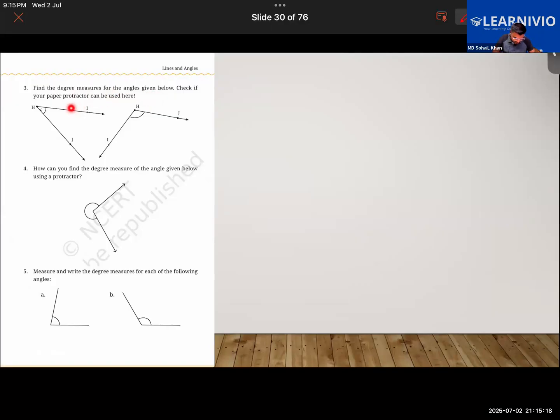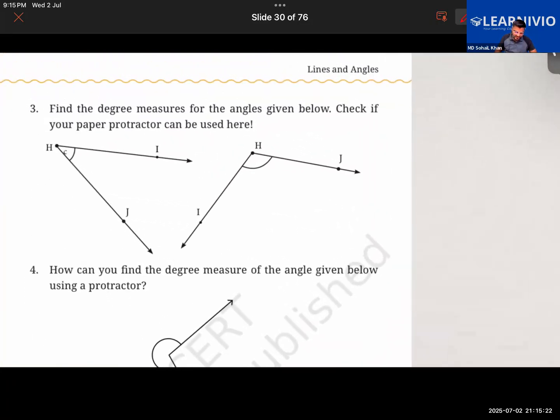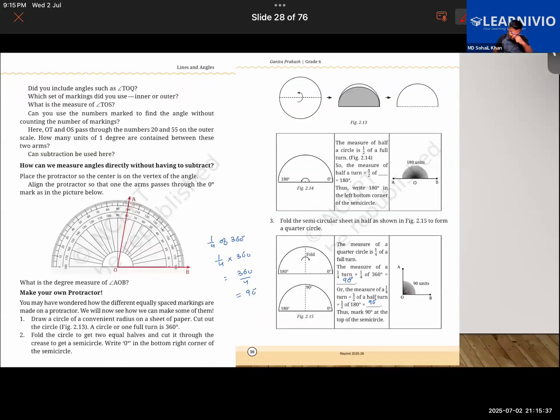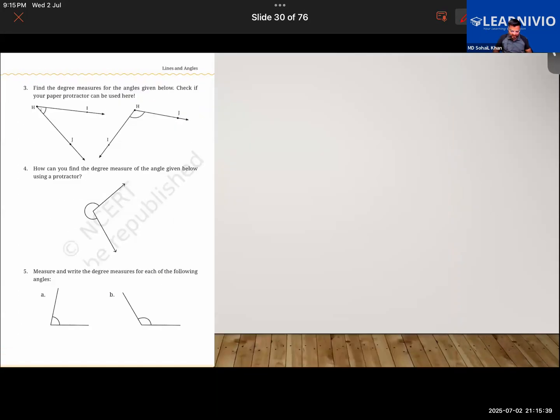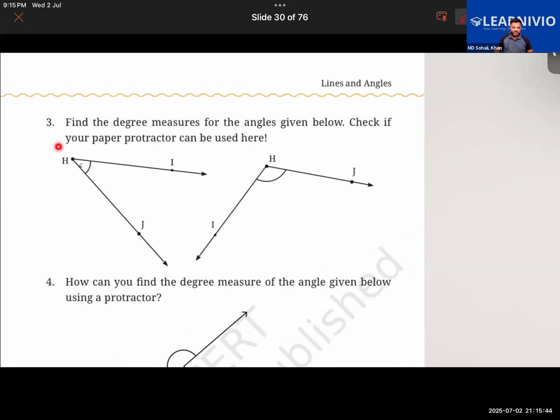Check if your paper protector can be used here. Okay. First of all, what you will do with the help of the protector, you will find the measurement of these angles, right? And next, you will try to use your paper protector also. Like moments ago, we have learned about this paper protector. Can be measured with the help of the paper protector or not. Okay. So quickly measure it.